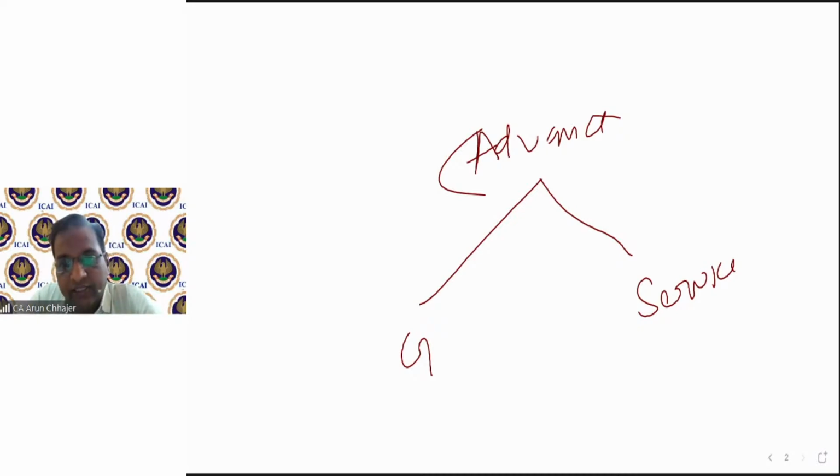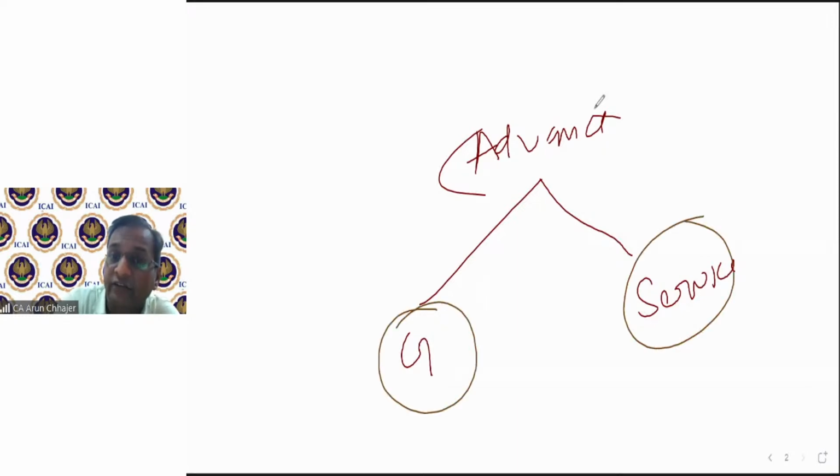The right answer is supply of service. Now, the point to be noted, whether it is for supply of goods or supply of services, you need to issue the receipt voucher in both the cases.